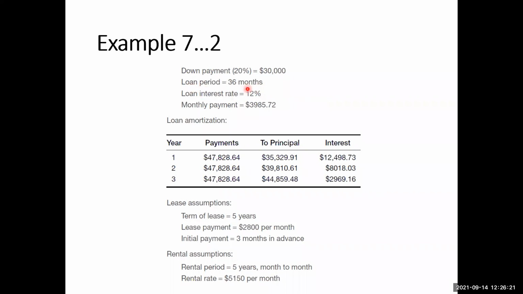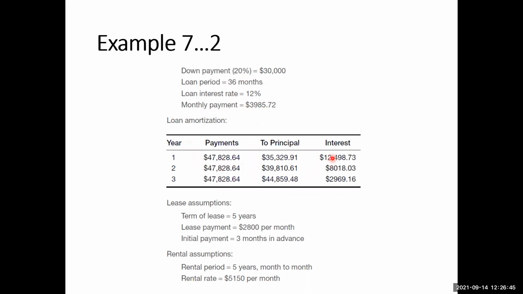So the loan period is 36 months. The loan interest is 12% per year. And based on these values, it has been calculated that the monthly payment will be $3,985.72. So this is just for our reference, but we will use this type of schedule for the annual payments.